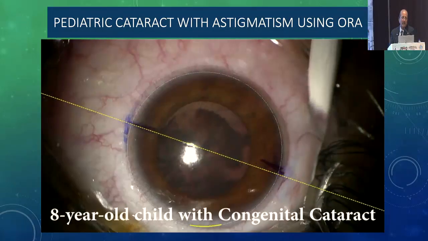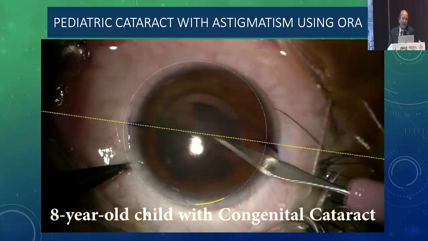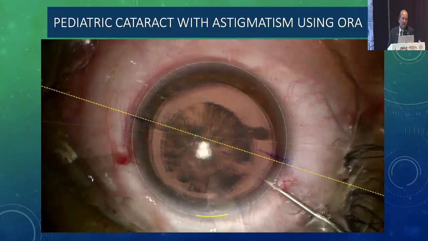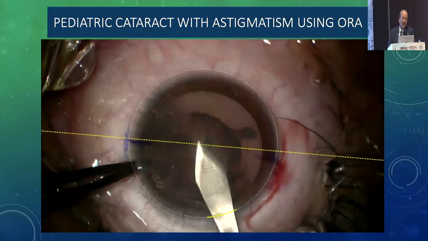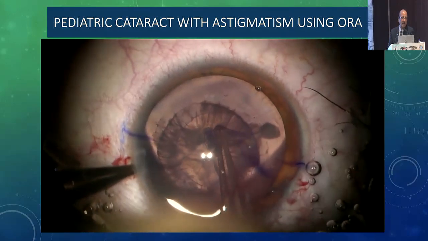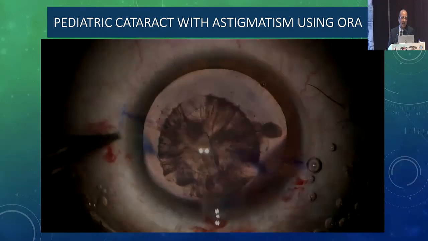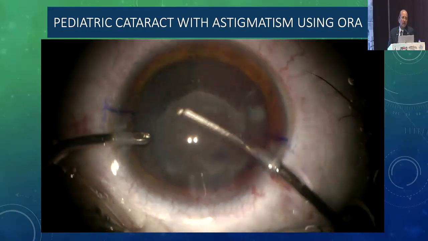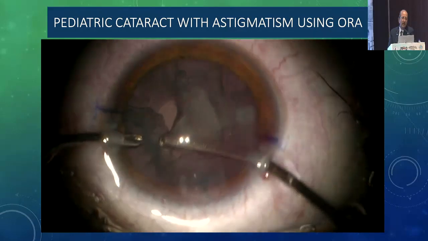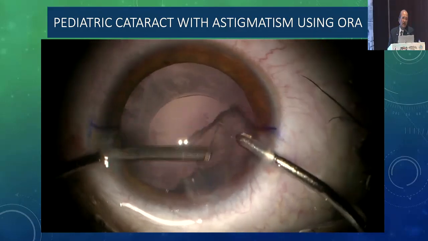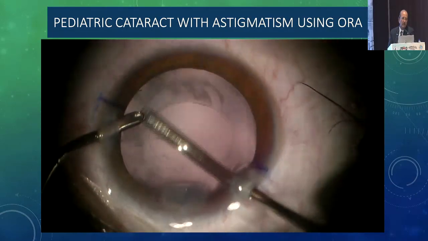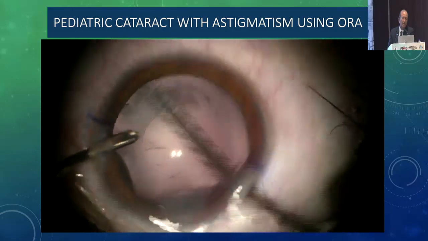This is an 8-year-old child with congenital cataract. Here also a toric IOL was required for this child, but we also studied it by intraoperative aberrometry. Removal of the cortex from the capsular bag, and then ultimately assessing what the IOL power will be using ORA.